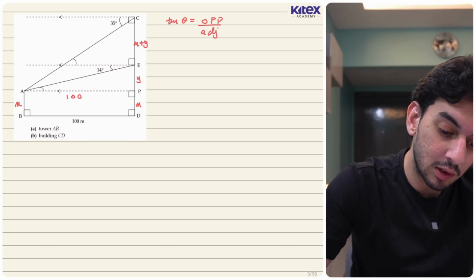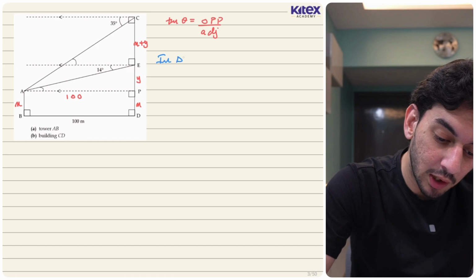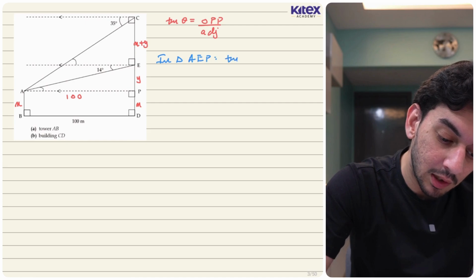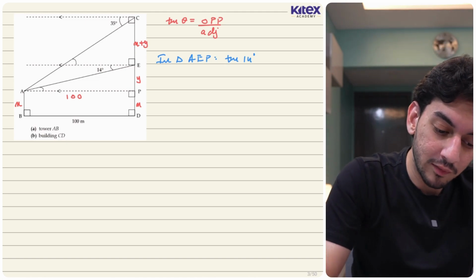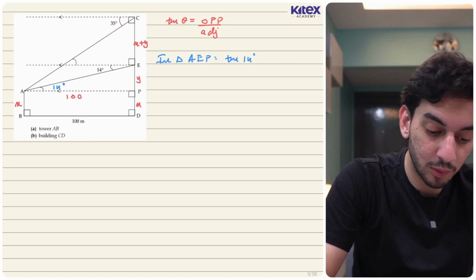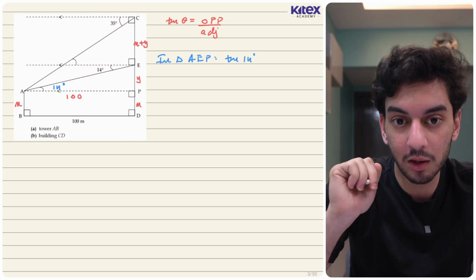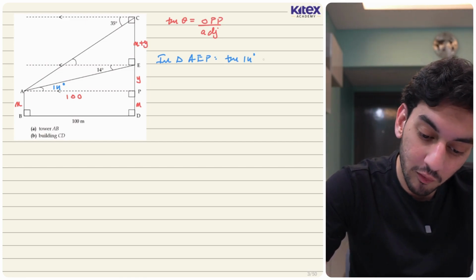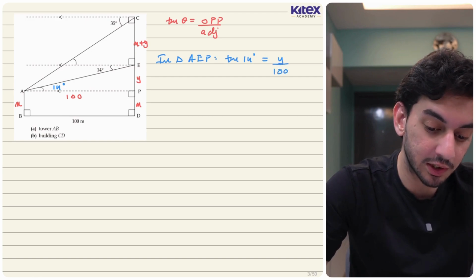Now in the smaller triangle, which is triangle AEP, I can say tan of 14 degrees. Now how is tan of 14 degrees there? If this line and this line, these two lines, are parallel to each other, then this angle has to be 14 degrees because of alternate interior angles, and similarly the other angle will also be 35 degrees. Fair enough. So tan 14 would be equal to y, which is the opposite, over 100, which is the adjacent.